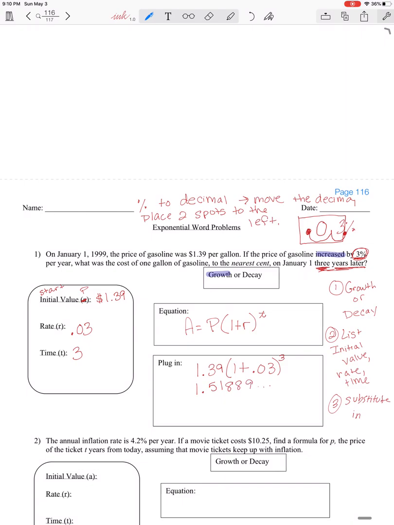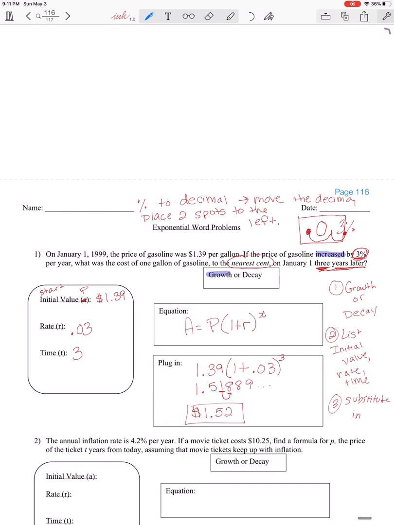But if we're dealing with money and they want to the nearest cent, remember money goes to 2 decimal places. So we look at the 1 in the hundredths place. You look next door, it's an 8. 5 or above, give it a shove. So that means it's $1.52. So that means that gasoline 3 years later is $1.52.